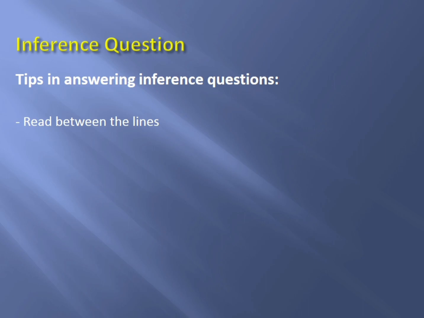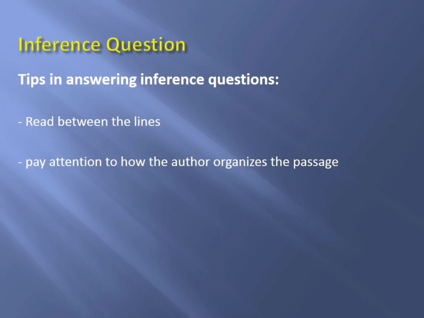Now for the second strategy, pay attention to how the author organizes the passage. Many passages have cause and effect relationships. When you notice that the author is describing an event, idea, or phenomenon, consider what some possible effects of one of them may be. Say for instance, the passage is talking about dinosaur extinction.